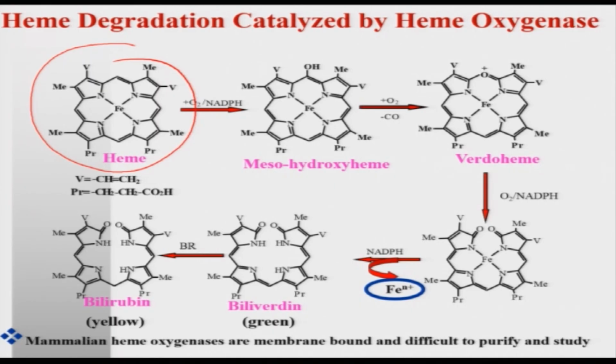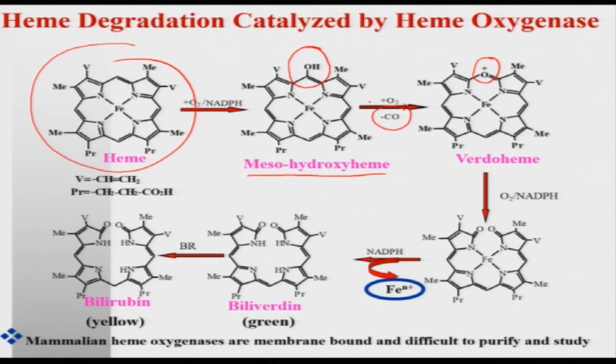So, this heme first converts to mesohydroxy heme. You see that there is one hydroxy group which is added at the meso carbon position, and this molecule is known as mesohydroxy heme. Now, this mesohydroxy heme is highly reactive towards dioxygen. It immediately reacts with dioxygen and converts to heme, as you can see, upon liberation of carbon monoxide.